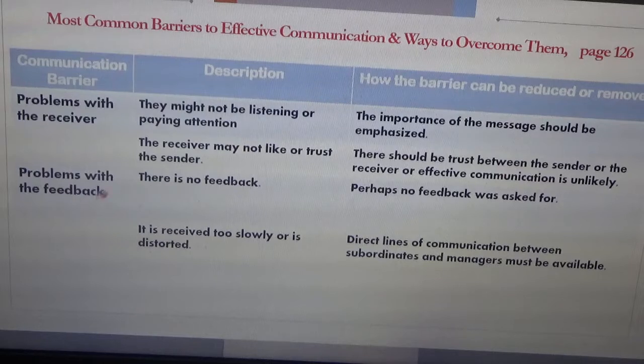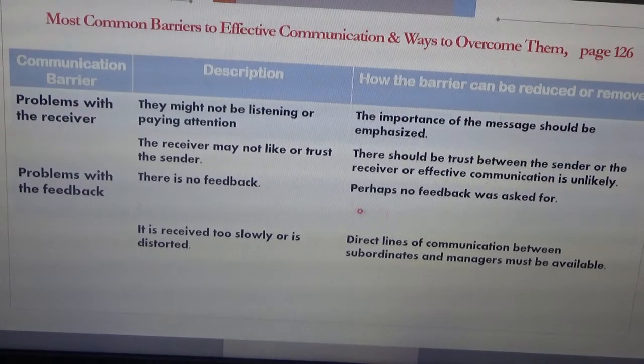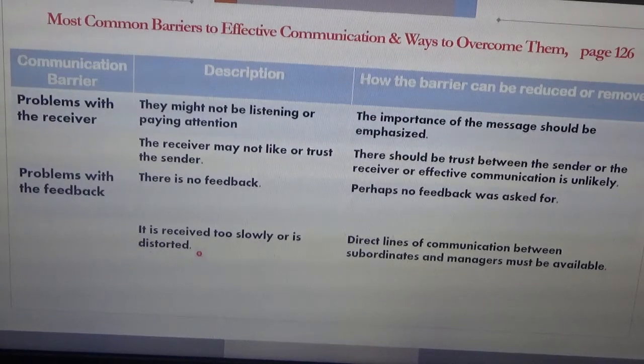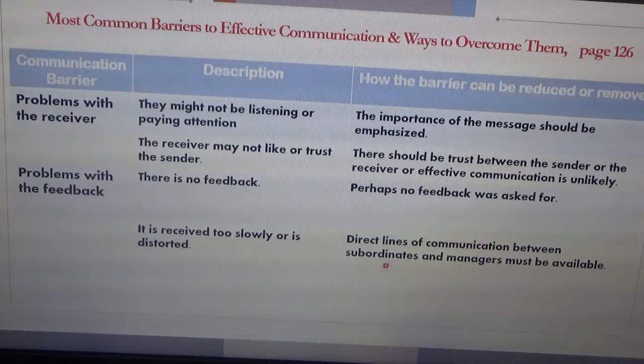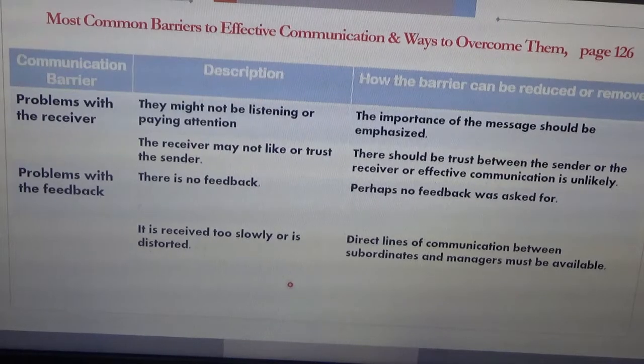Now we have here the problems with the feedback. There is no feedback. Okay, in this situation, we may say perhaps no feedback was asked for. That's why there's no feedback. Now another case is it is received too slowly or is distorted. Now how's that? Direct lines of communication between subordinates and managers must always be available, must be open. Communication must be open, and so harmony may be realized in the company.